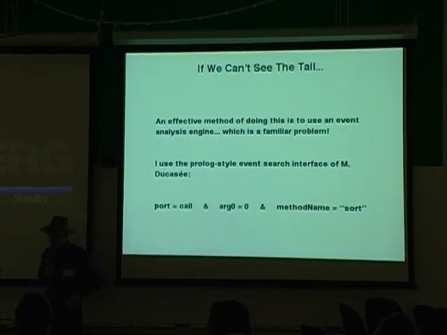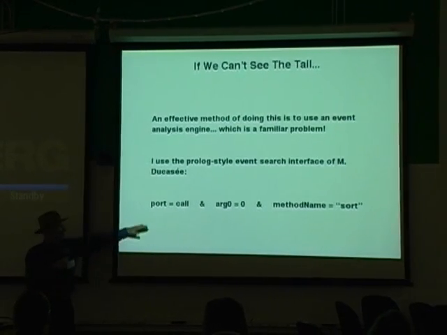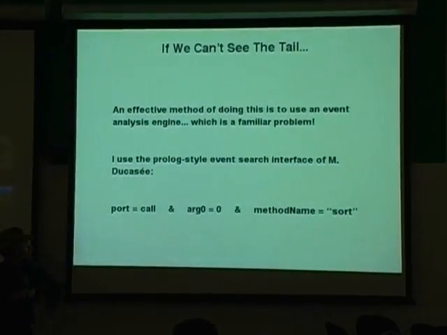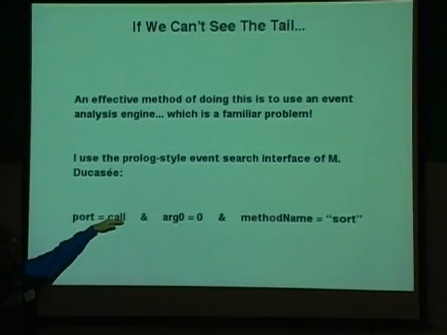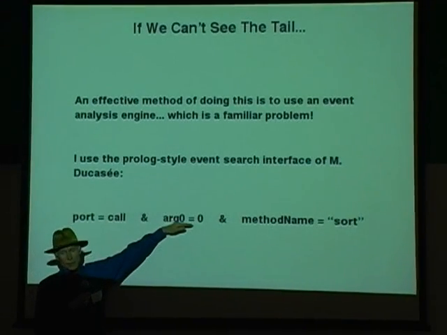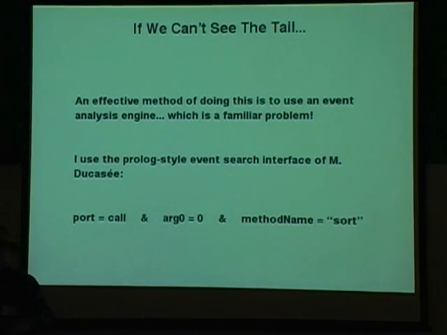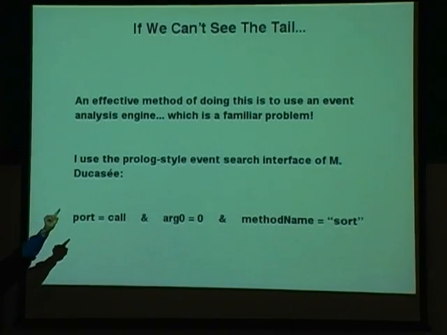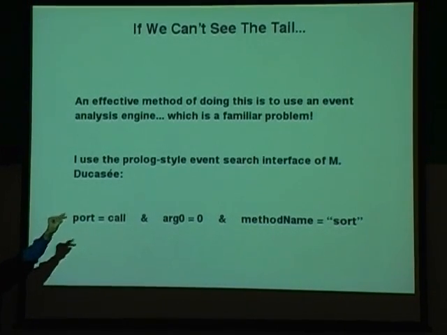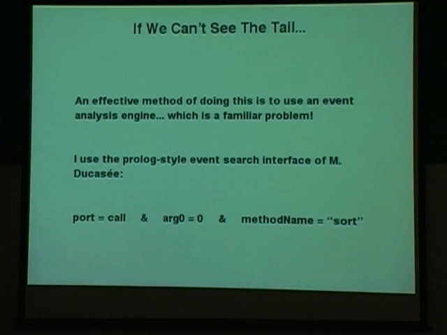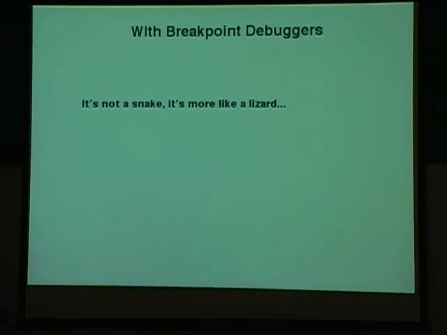Here's a typical pattern which merely says, this is a function call, the value of argument 0 is 0, and the method name is sort. So we go through the entire history of the program and look for a call to sort, whose first argument is 0, and we'll bring them up. Now, with breakpoint debuggers, it's not like a snake so much as it is a lizard.